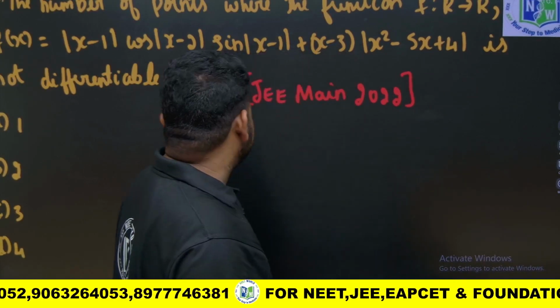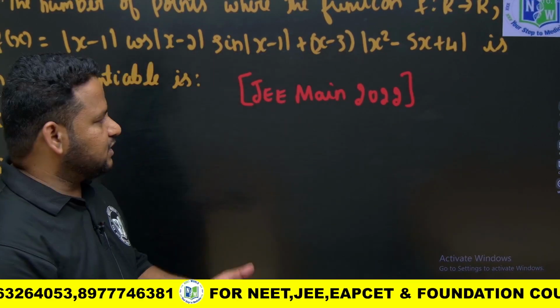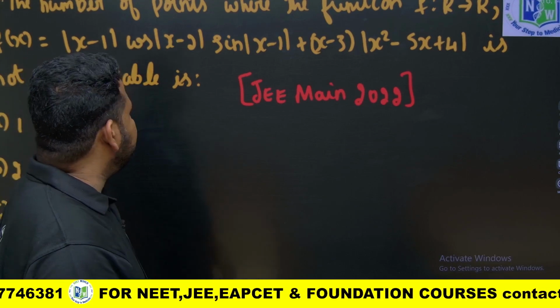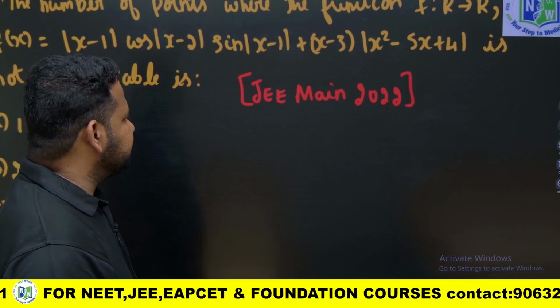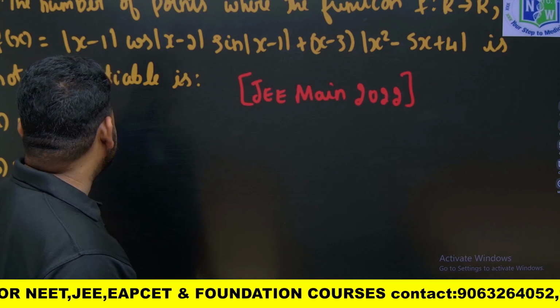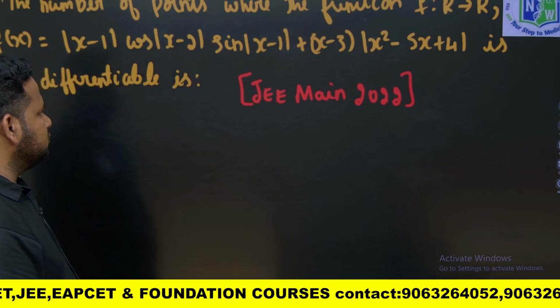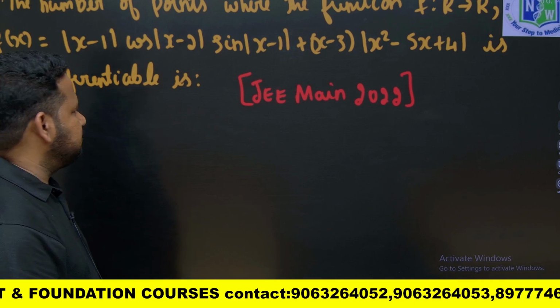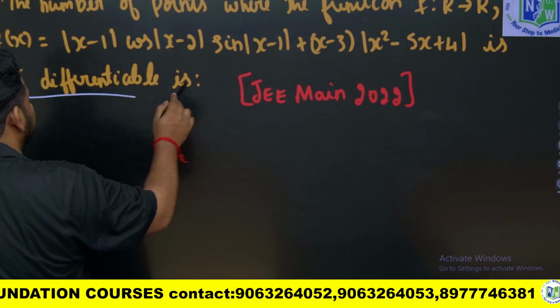Look at this question. Looking at the question, you will feel it is a difficult question, JEE Mains 2022, but we will use our trick. They are asking the number of points where the function f from R to R, that is f of x equal to (x minus 1) cos of (x minus 2) minus (sin of (x minus 1)) mod (x minus 1)(x minus 3)(x square minus 5x plus 4), is not differentiable.